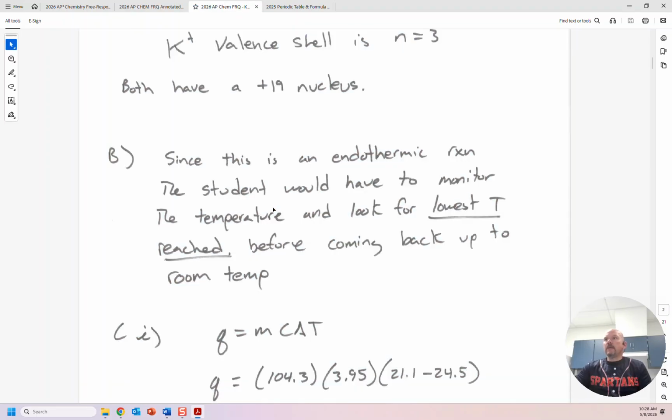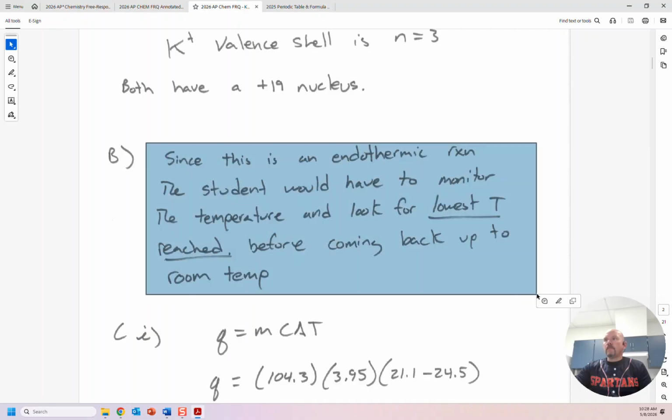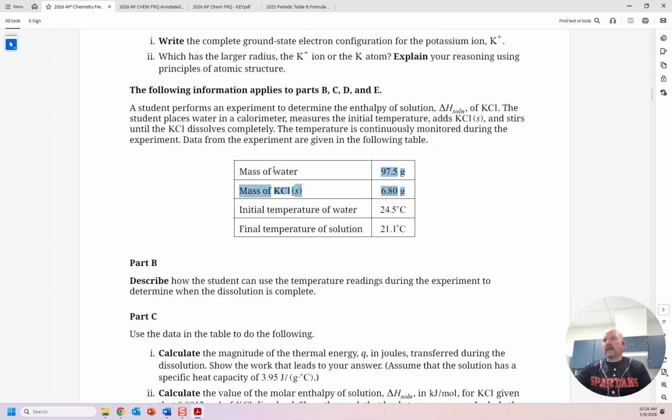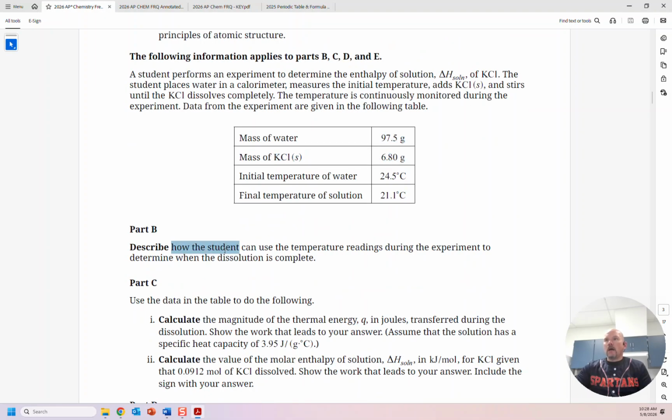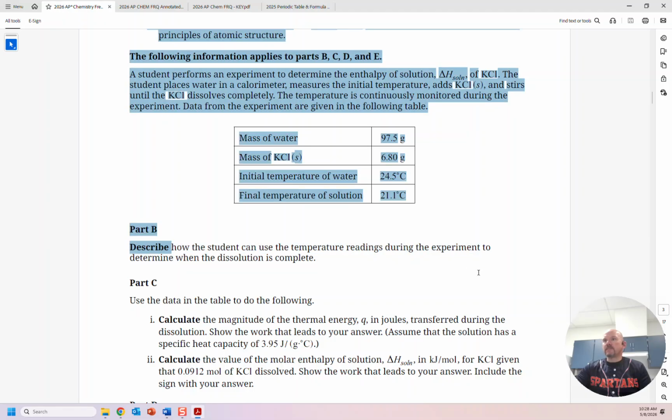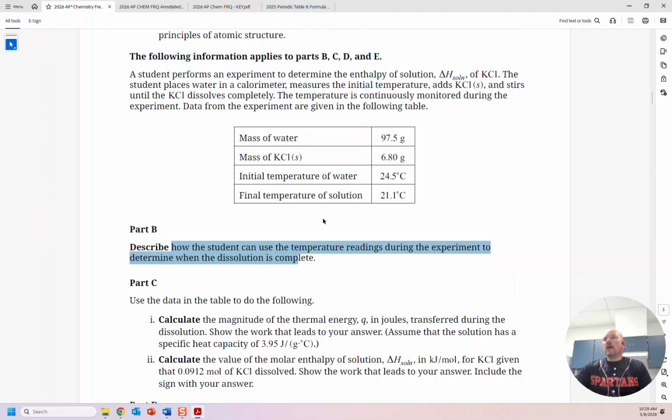So part B was just telling us, let's go back to the worded question, how the student can use temperature readings during the experiment to determine the dissolution is complete. So because this was endothermic, right, think about what you would be doing in lab. You would mix them together and you'd be monitoring the temperature of the solution as the reaction is proceeding. And because it's endothermic, you would be looking for the lowest temperature reached, right? And so at the start, pretty much everything's room temperature. So the temperature of the room is probably 24.5.